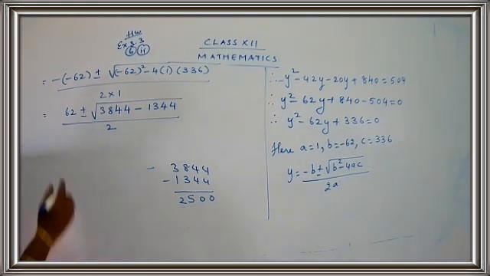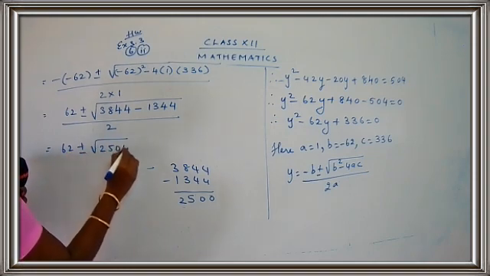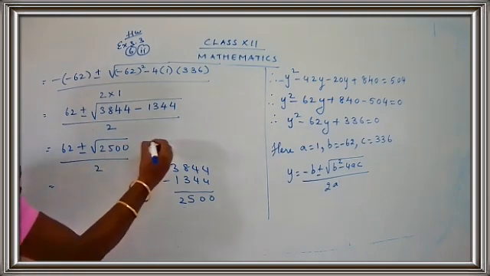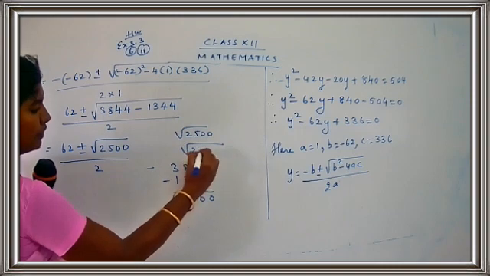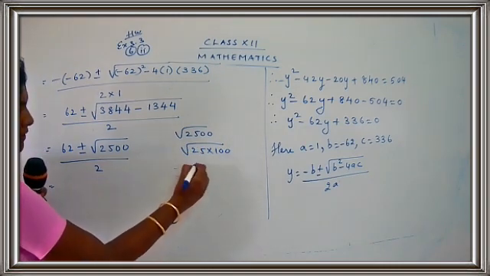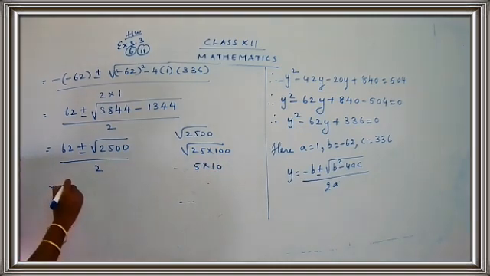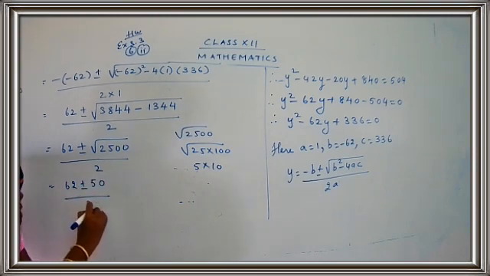So I get this is equal to 62 plus minus square root of 2500 upon 2. I know the answer for this. Square root of 2500 means 25 into 100. What is square root of 25? It's 5 and square root of 100, 10. So the answer is 50. So 62 plus minus 50 upon 2.